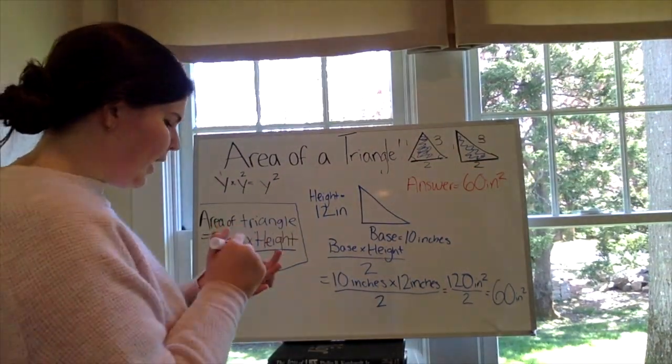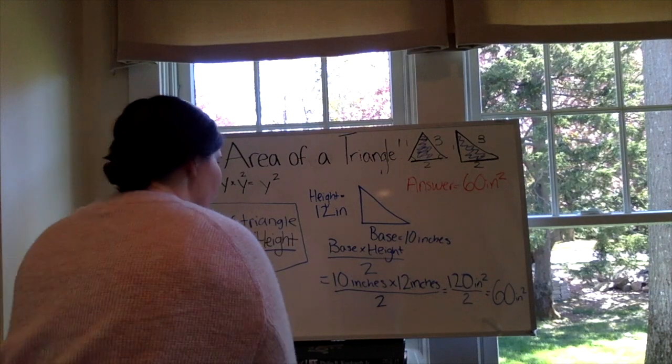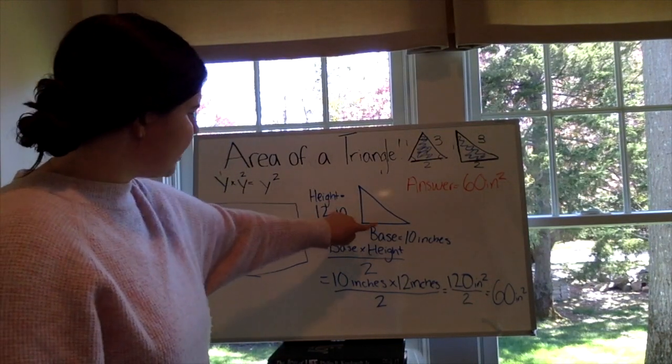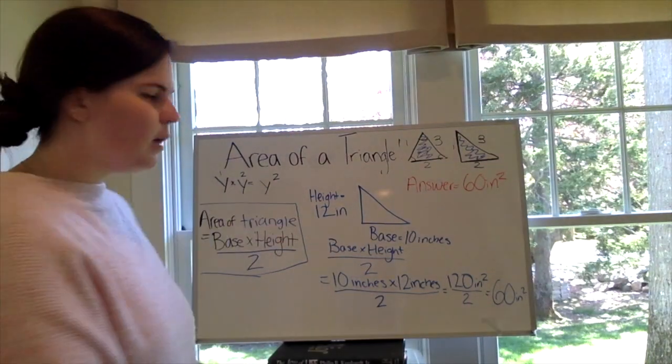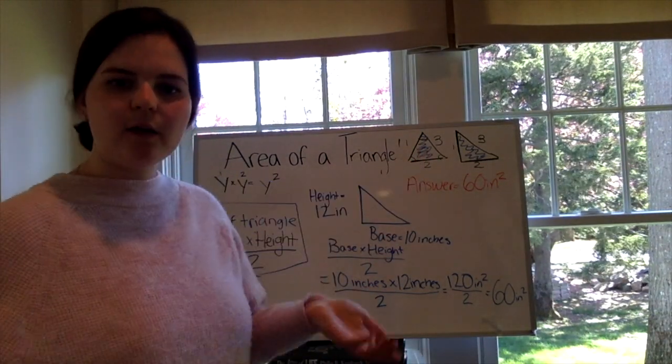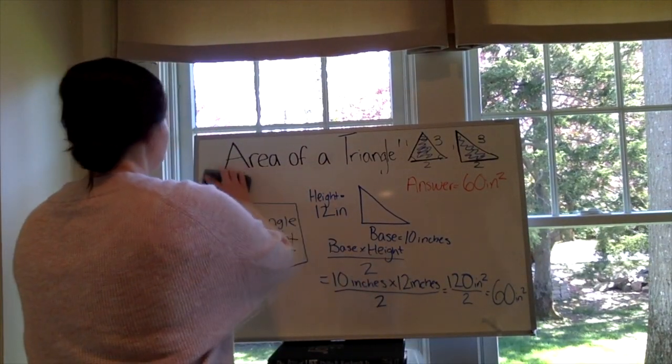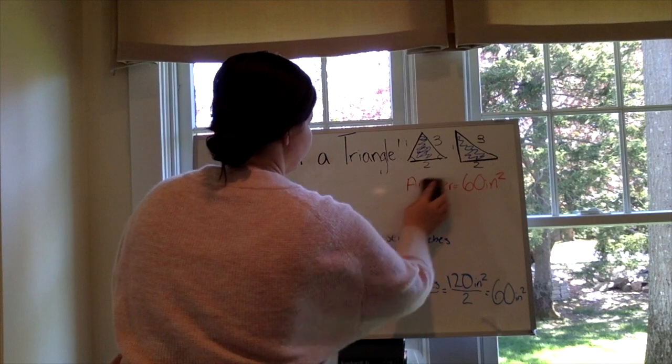Okay, now you might be thinking, but what if I do not have a triangle that has 2 straight line segments as a part of it? What if I have a triangle that looks like this? How do I find the area of that? That is a great question. So let me erase this and we'll look at one of those.